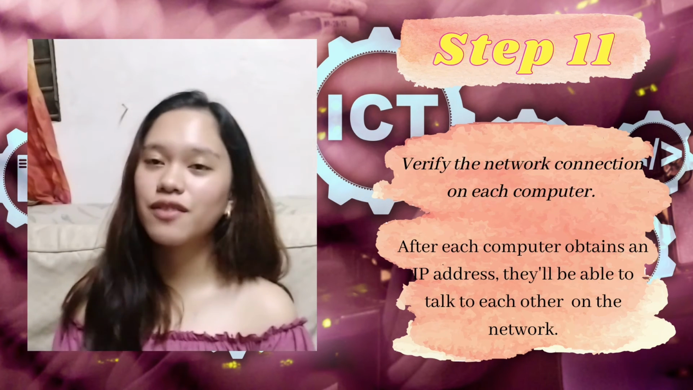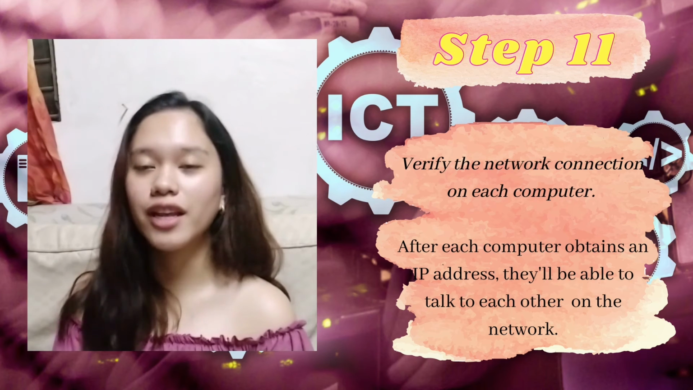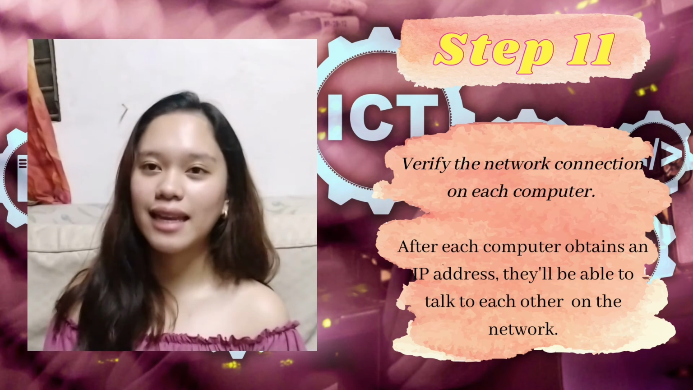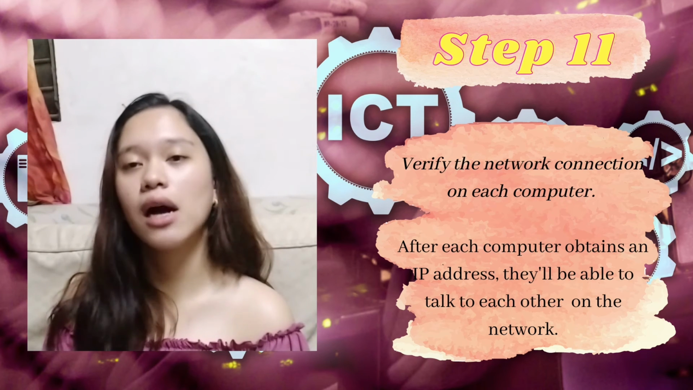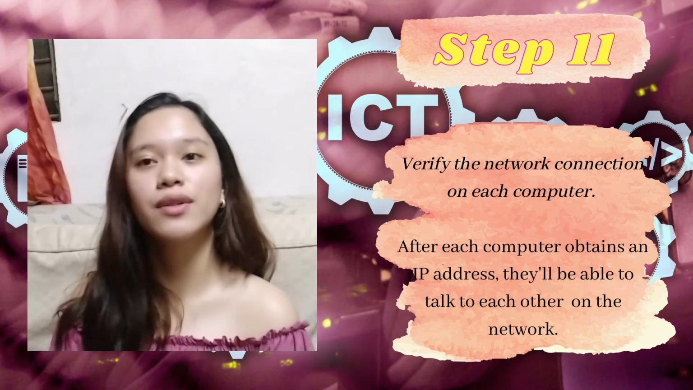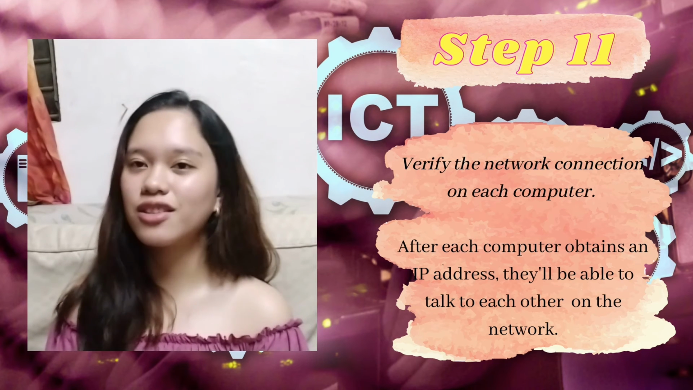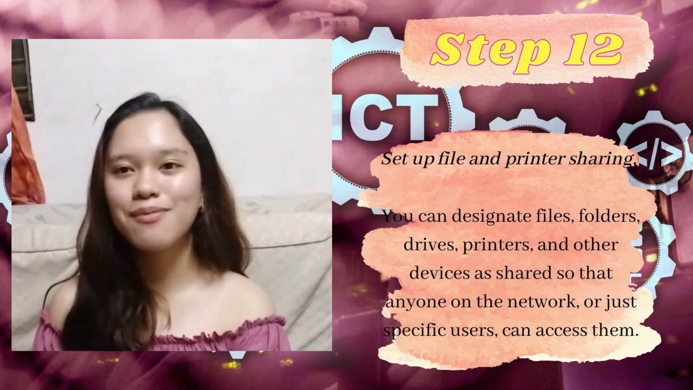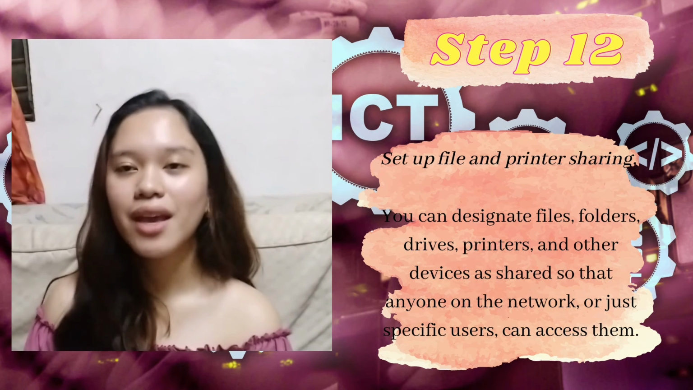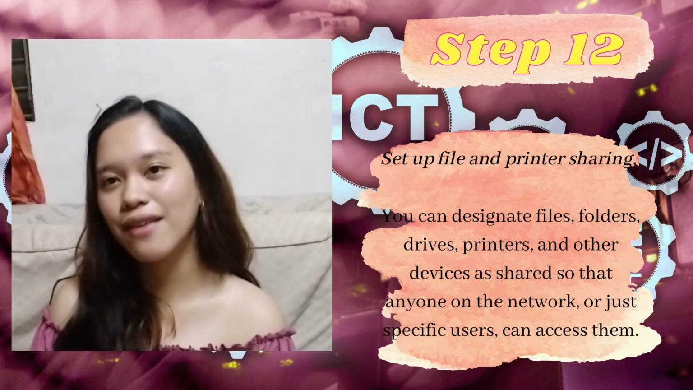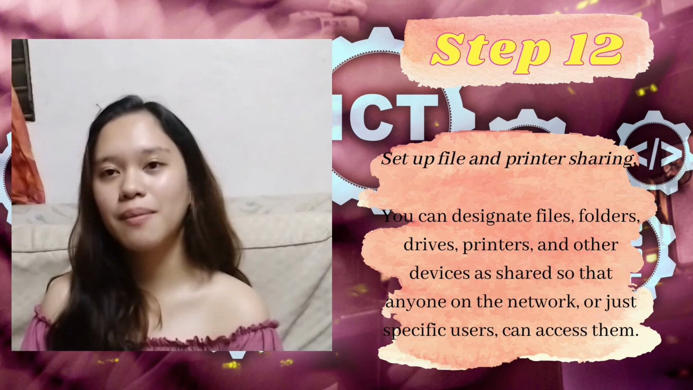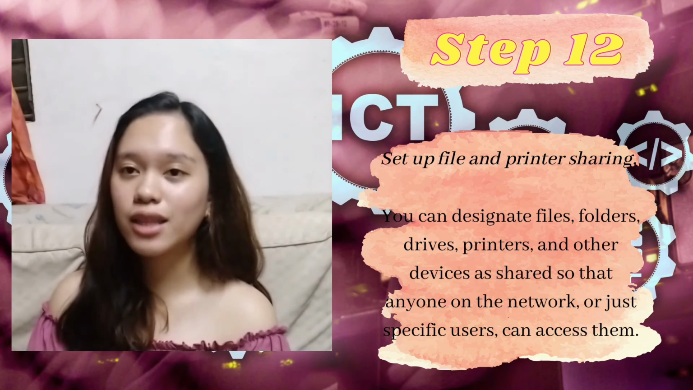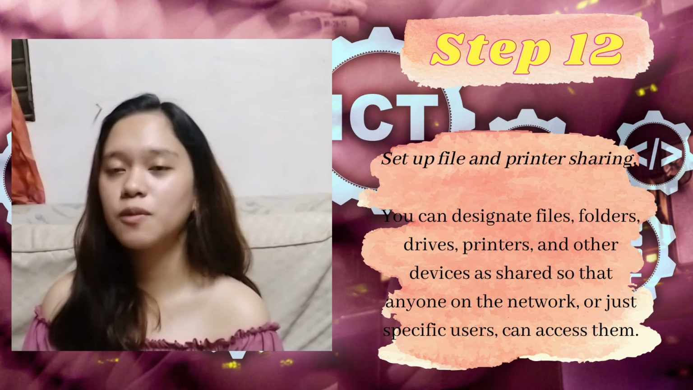The next step is to verify the network connection on each computer. After assigning the DHCP server, they will now obtain an IP address and will be able to talk to each other on the network. The last step will be setting up file and printer sharing. You can now share files, drivers, printers, and other devices with anyone on the network, or you can just assign specific users to access them.